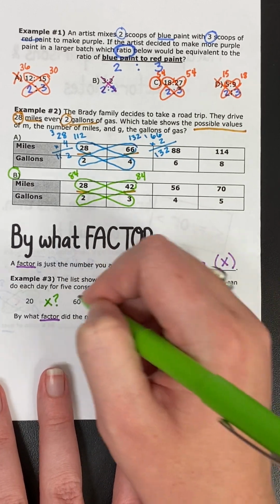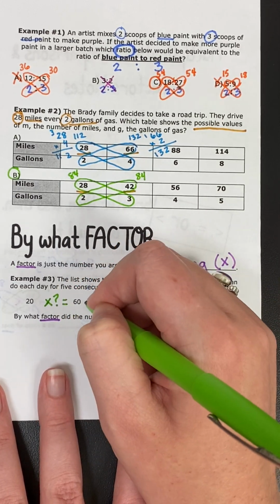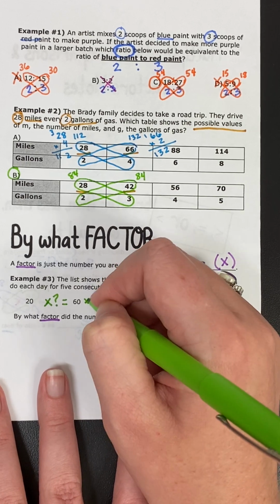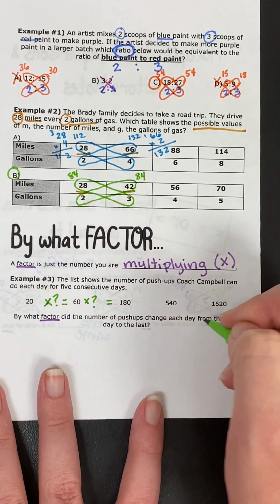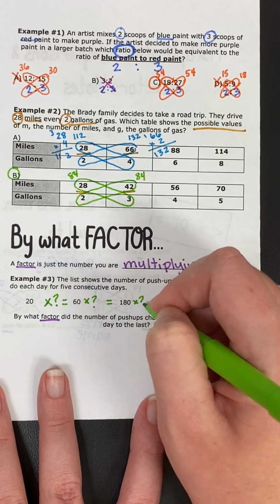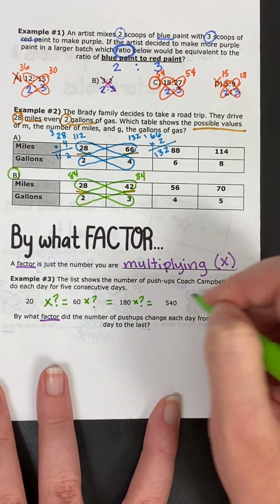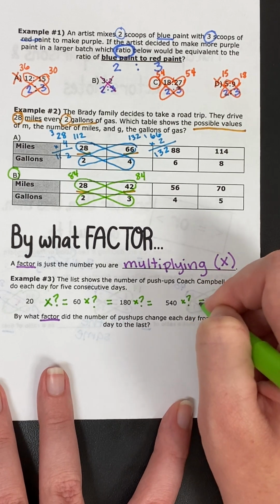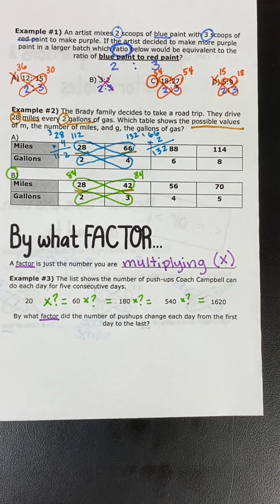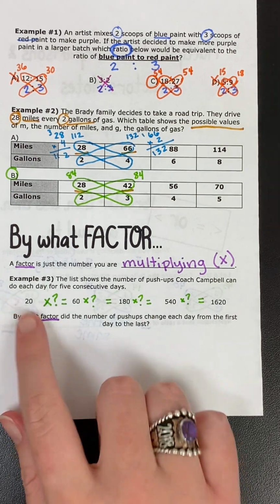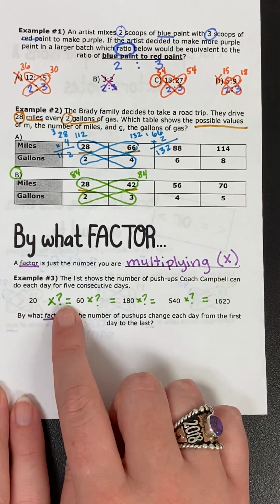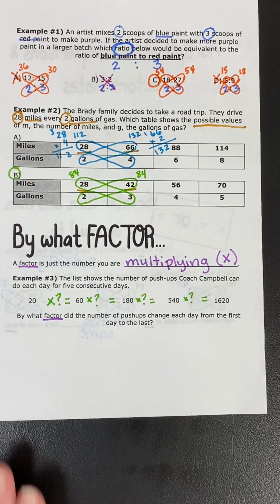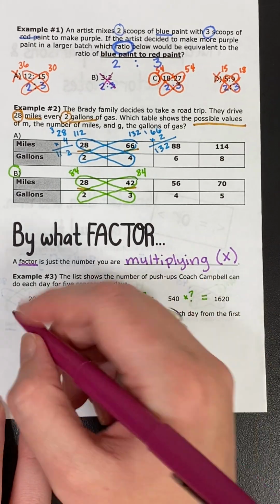From 60, what are we multiplying 60 by to get 180? 180 times what gives me 540? 540 times what gives me 1,620? If you don't know what 20 times what gives me 60, you can do division. The opposite of multiplication is division.